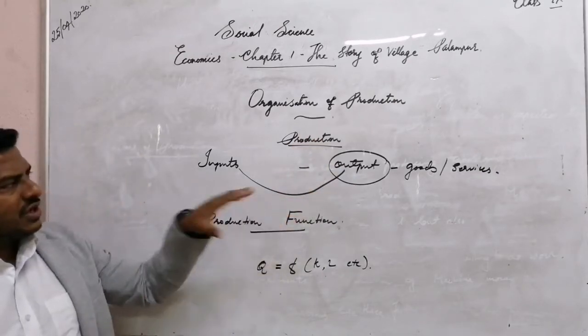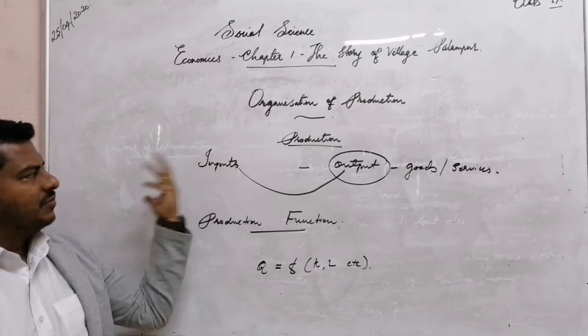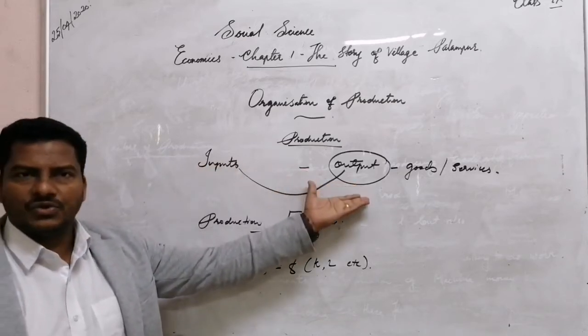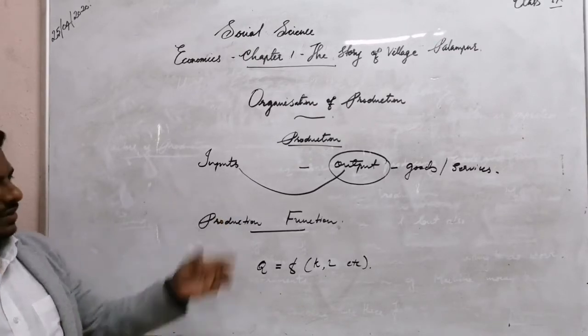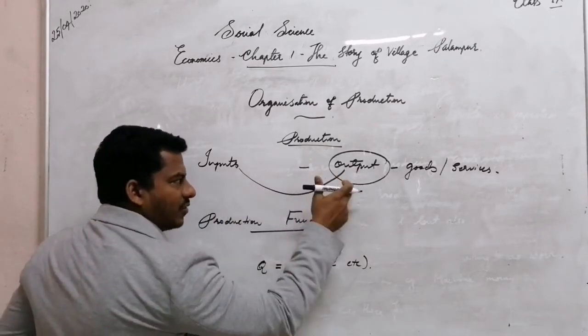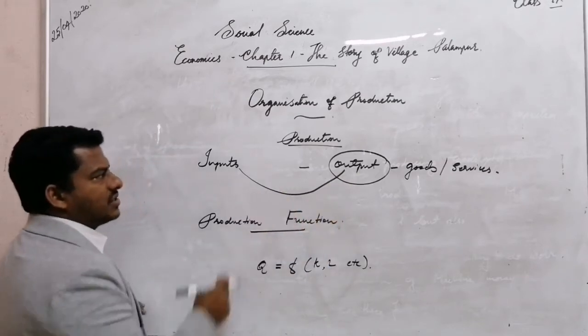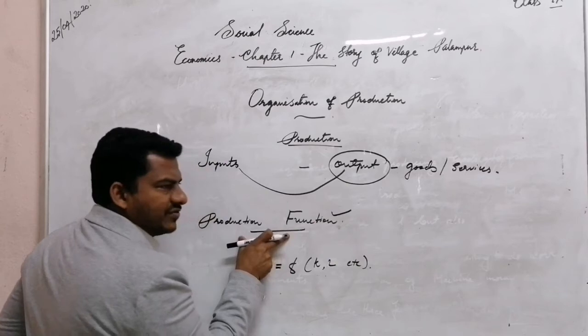There is a functional relationship between inputs and output. If inputs are there, we can produce output, and for producing output, we need inputs. That means there is a functional relationship between inputs and output. That functional relationship between inputs and output is known as the production function.